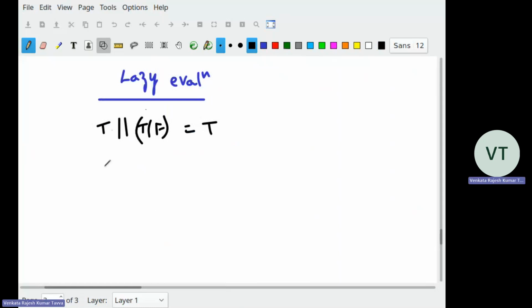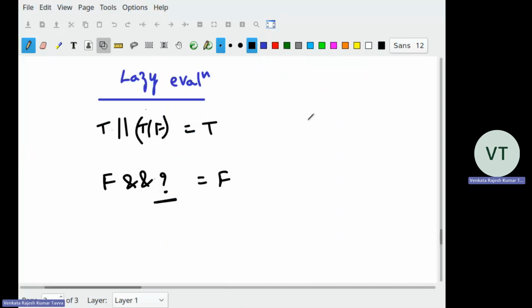Similarly, another scenario is, suppose I know the first argument is false and it is part of an AND expression, and I don't know the second argument. But can I know the overall value? That is false, right? So the second argument will not be evaluated in this kind of expression. So this is called lazy evaluation.